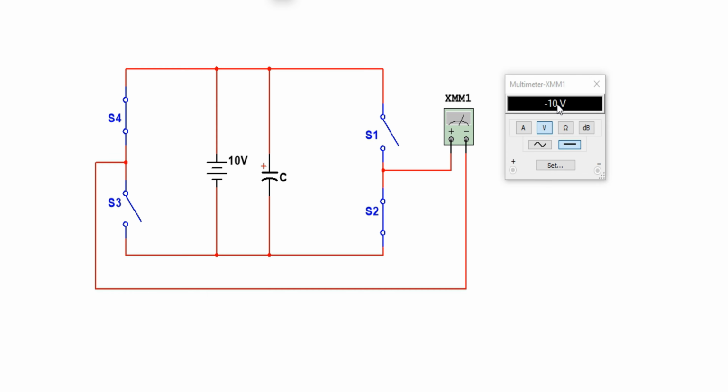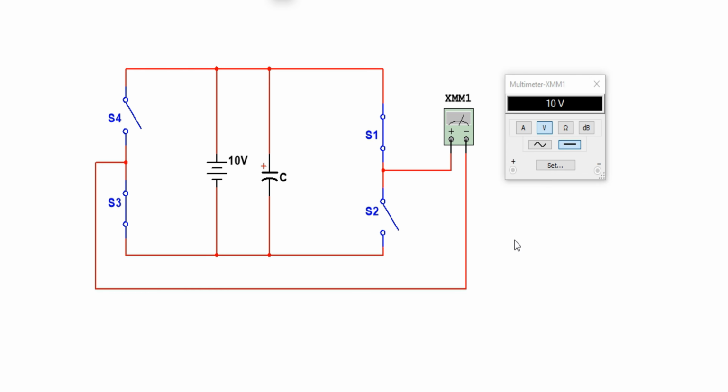This 10 volt is basically the voltage across the capacitor. In this configuration, whenever switch 4 and switch 2 are active, we will be getting minus 10 volt. So this is the first voltage level which we get from full bridge configuration. Now I am swapping the position of switches and you may see that we will be getting positive 10 volt, which is the second voltage level offered through this full bridge configuration.